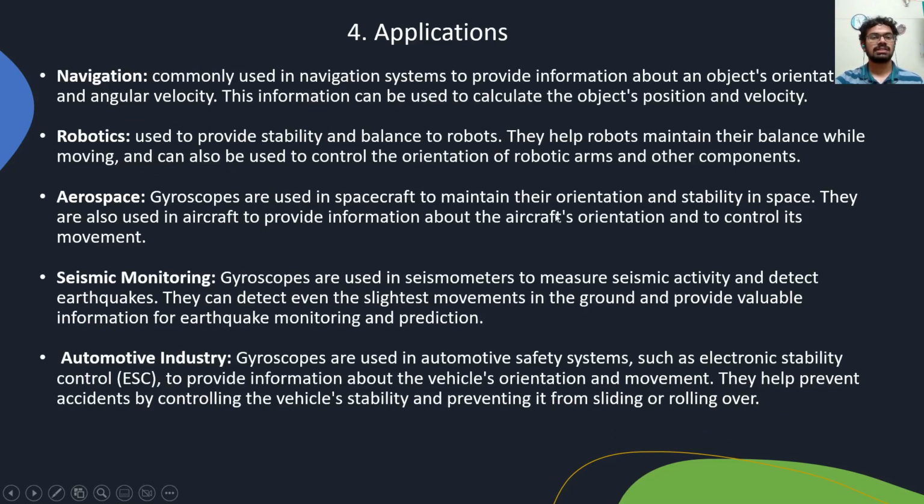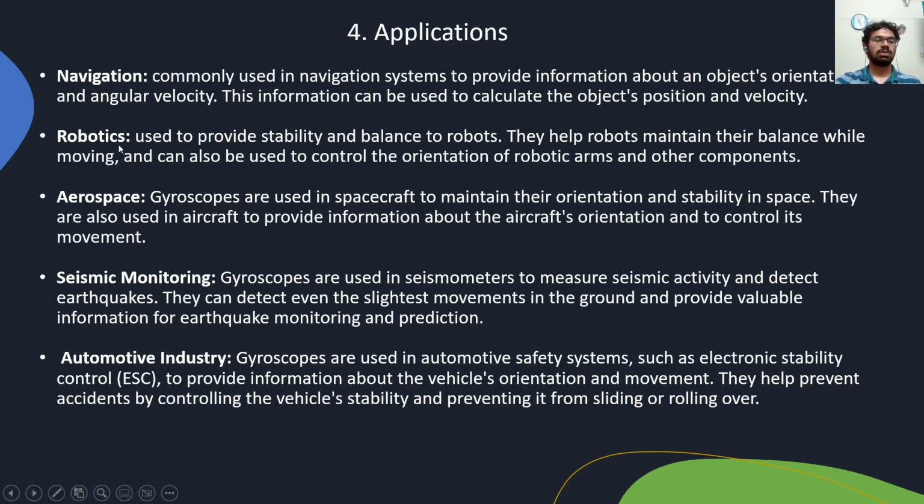So we will now discuss the applications of a gyroscope. There are many applications of a gyroscope. Here are five important applications. The first one is navigation. It is useful in getting information about the angular velocity and orientation of a device, so that the navigation system can easily determine the position with accuracy.